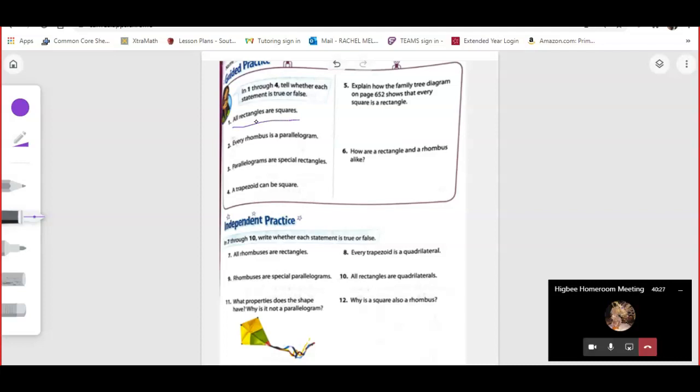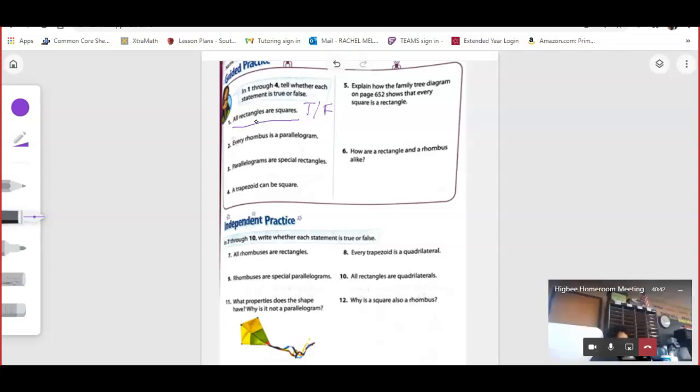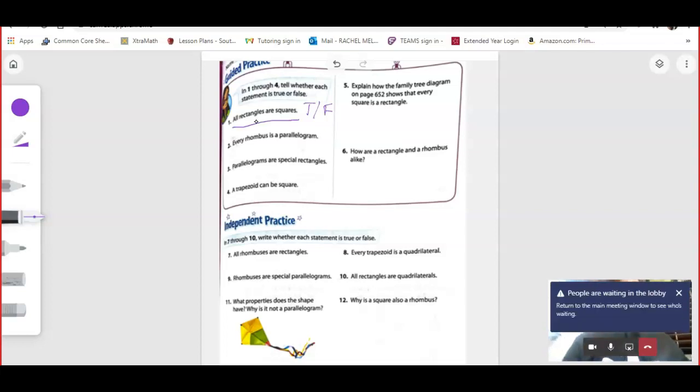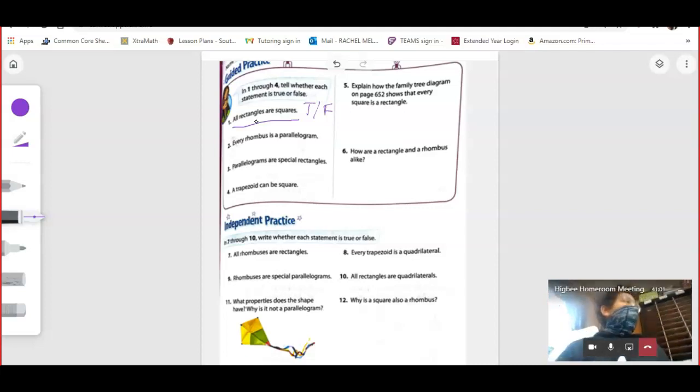All rectangles are squares. Do you think that that's true or false? Raise your digital hand. Okay, Elijah, what do you think? Is that true or false? I think false because the square has to be... Because what? Honey, get closer to your computer so everybody can hear. I think false. Because why? Because, wait, no, I think true because a square has to be a rectangle, so therefore all rectangles are squares.